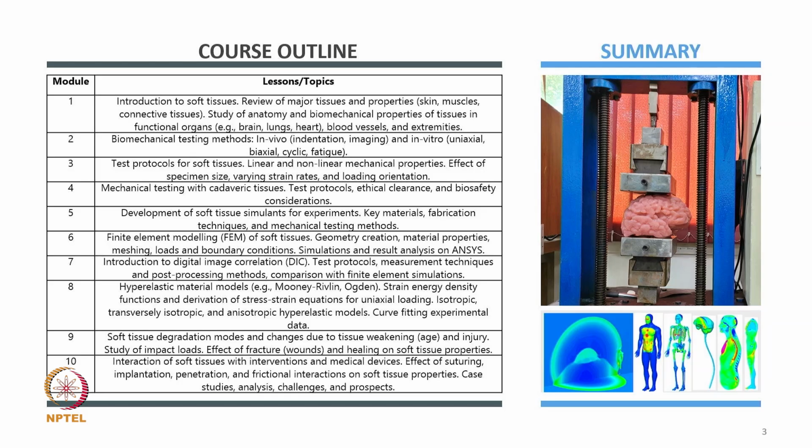It will talk about skin, muscles, and all sorts of connective tissues, right? We'll also briefly touch upon the anatomy and the biomechanical properties of tissues in the functional organs, such as brain, lungs, heart, blood vessels, and the extremities. How have we picked these particular organs and the extremities? These are typically the organs or soft tissues which are exposed to injuries and diseases.